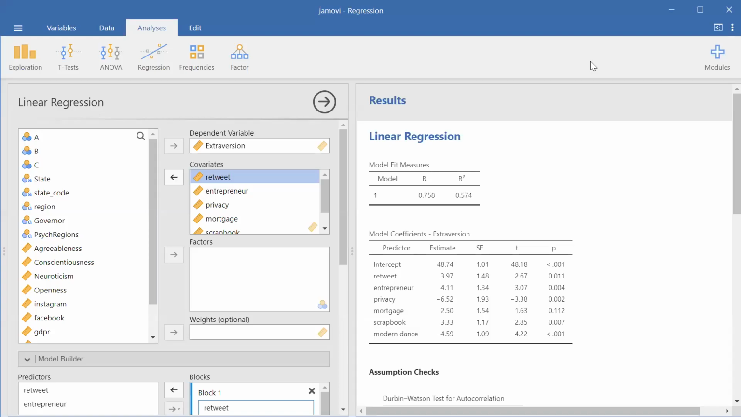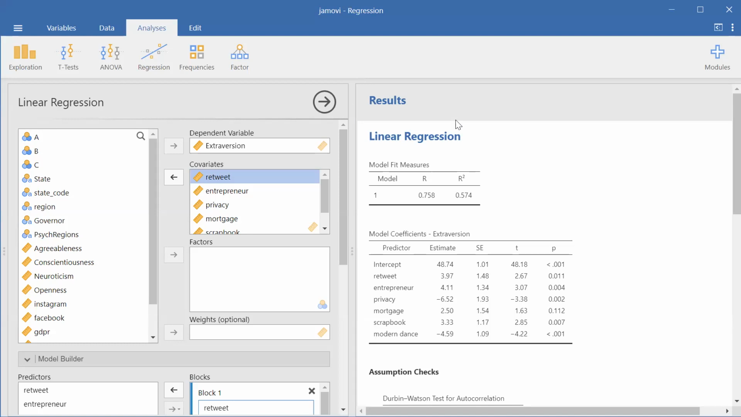In this video, I'll be covering how to do linear regression on Jamovi. Linear regression is basically a statistical method used to model the relationship between the dependent variable and one or more independent variables by fitting a linear equation to the observed data.